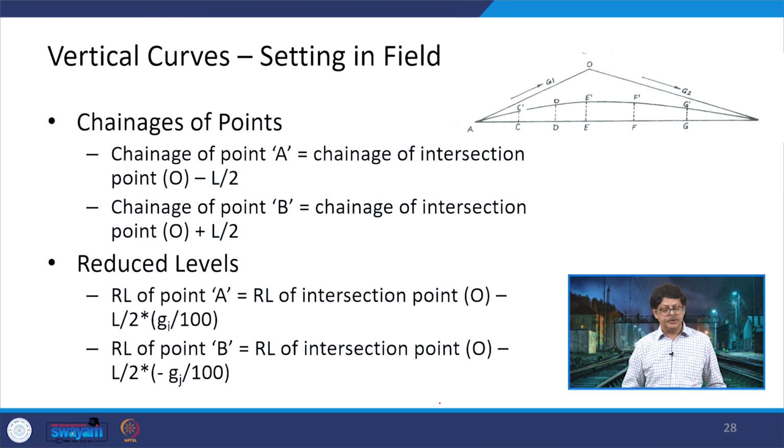Now, talking about the chainages of the points, the chainage of the point of intersection is known to us, and you go back by a distance of half the length of the curve to get the chainage of point A. Similarly, for the chainage of point B, from the point of intersection you go ahead by L by 2. So it is minus L by 2 and plus L by 2. For reduced levels, the reduced level of point A is the reduced level of point O minus L by 2 into G divided by 100, where G is the gradient on this side. L by 2 is the distance by which you are going down. If this RL is known to you, you can find the RL of A. Similarly, the RL of B can be calculated, but here the gradient will be G2.